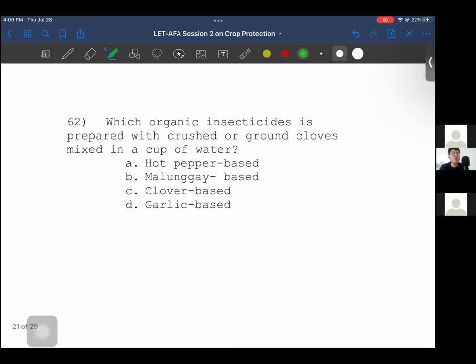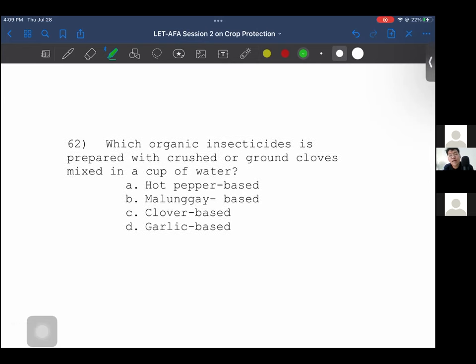Okay, number 62. Which organic insecticide is prepared with crushed or ground cloves mixed in a cup of water? A, hot pepper based. B, malunggay based. C, clover based. Or letter D, garlic based. The question that you must be asking yourself right now is alin sa mga ito ang merong cloves? Alin sa mga ito ang may cloves.